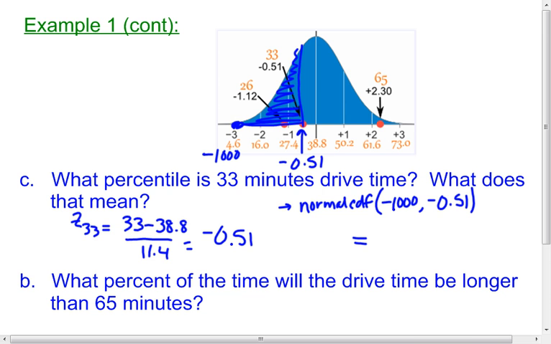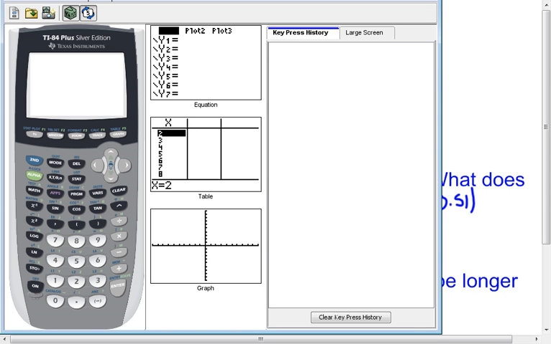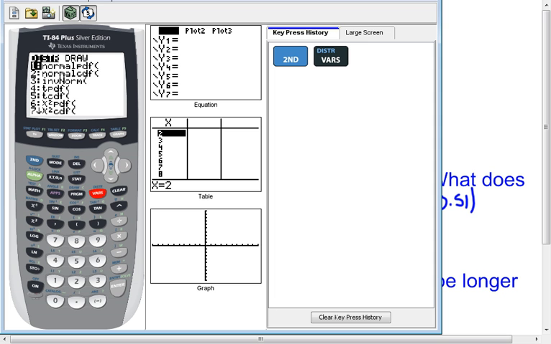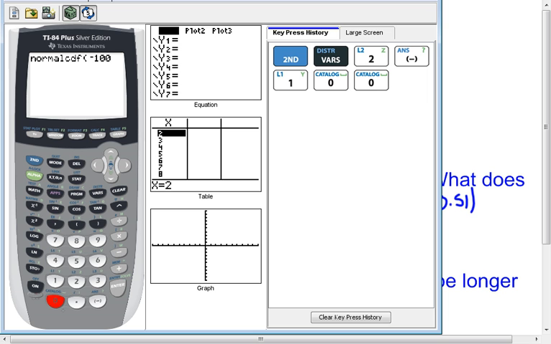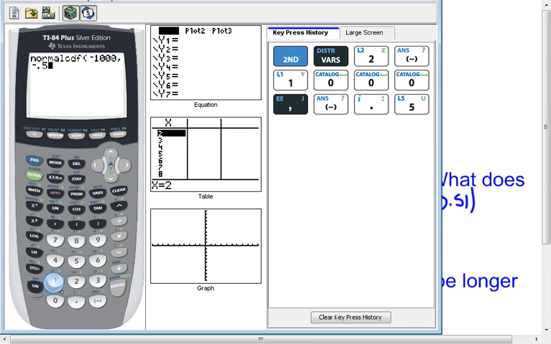Okay? Then you're going to put that into your calculator, and you are going to do this. Okay, so you're going to go second variables, which is also distribution. So second variables. You're going to go to normal CDF, which is number 2. The left edge in this case is negative 1,000. Then you need to put a comma in. The comma is right above the number 7. And then the right edge in this case was negative 0.51. Close the parentheses, hit enter.